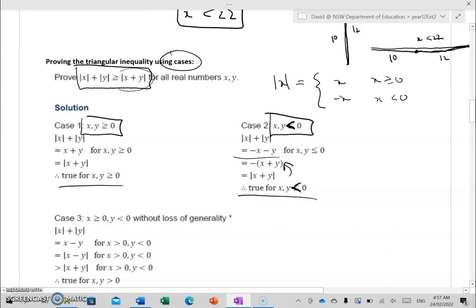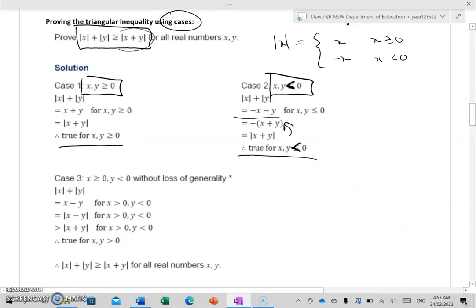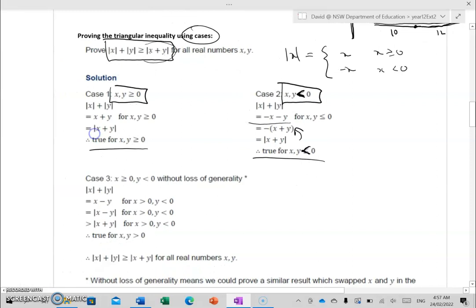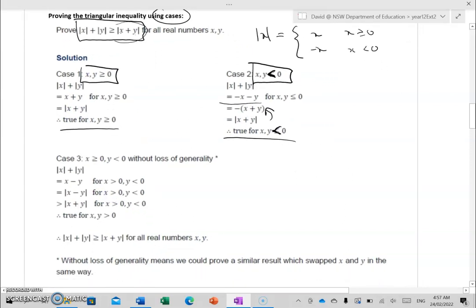And then what you do is you consider one of them being positive and one of them being negative. So one of them, the absolute value will drop, the other one will become a negative. So we get x minus y.